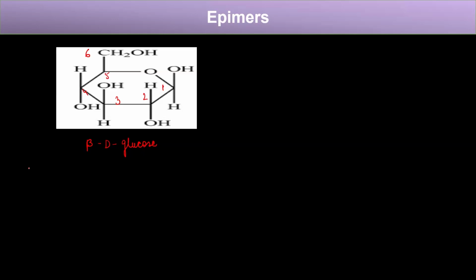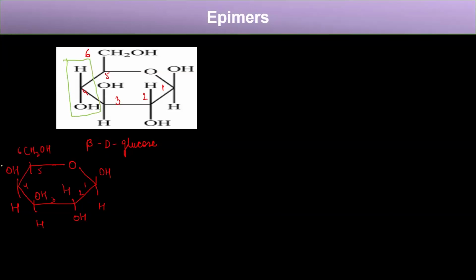Now, let me draw one structure. There is one structure that looks something like this. It has OH, H, OH, H, similar to what I have just drawn, OH, H, and OH, H. Now, if you look at the structure, we have the numbering 1, 2, 3, 4, 5, and 6. If you look at the structure of glucose and this structure, what difference can we observe? The difference is at one point, at this position. In this case the orientation is different. So this is the fourth position, right? And this structure is known as beta D galactose.